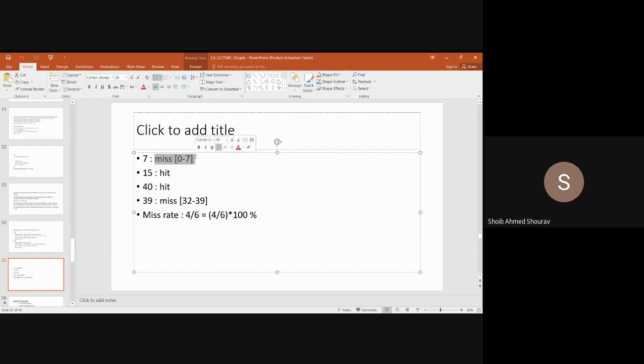So 7 is missed, for that we copy 0 to 7. 39 is missed, for that we copy 32 to 39. Miss rate is 4 by 6, 4 by 6 into 100%, that is the miss rate percentage.